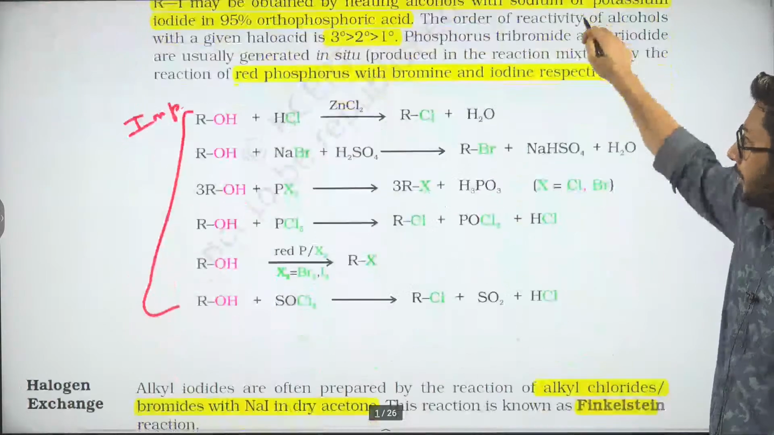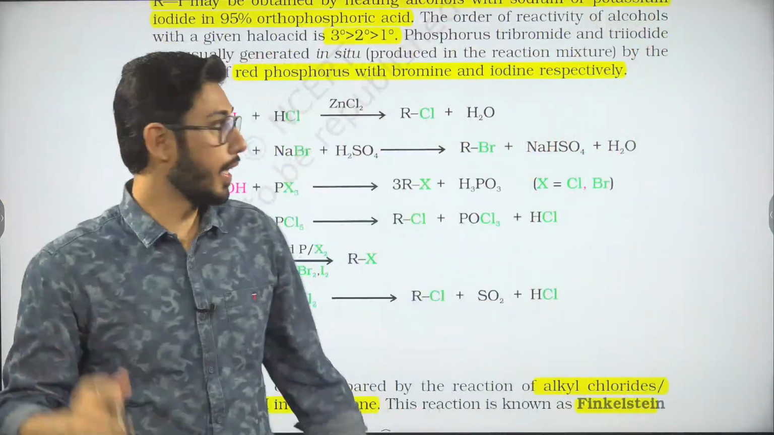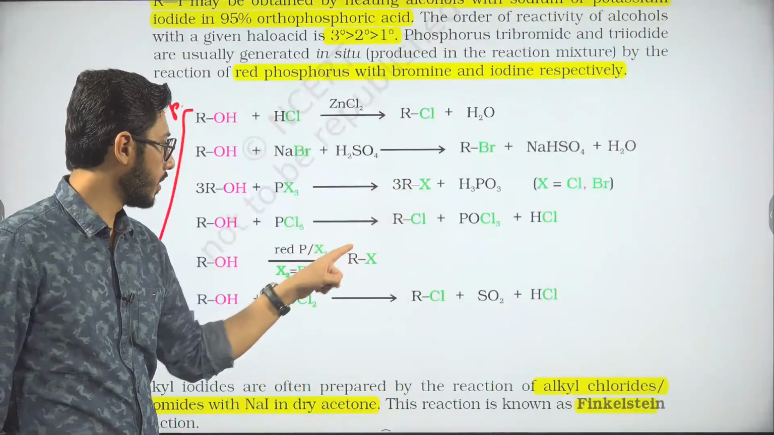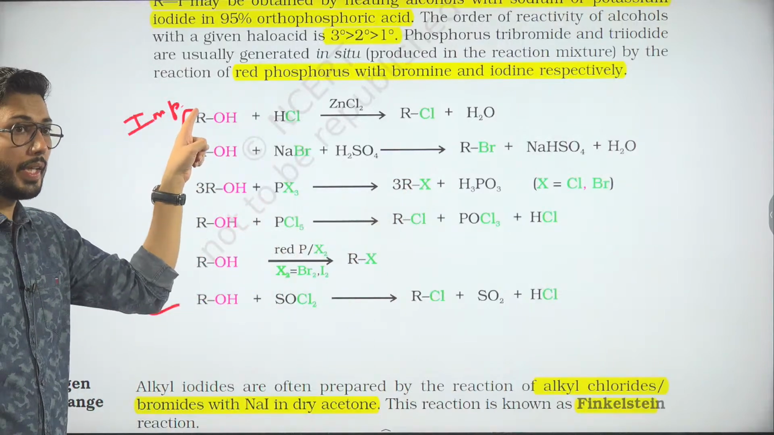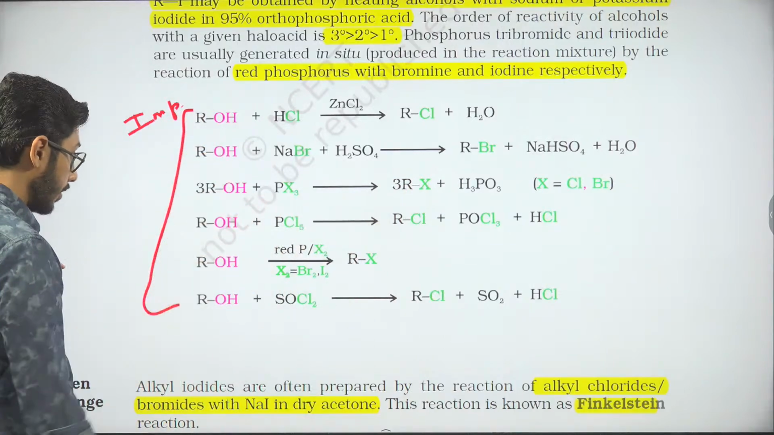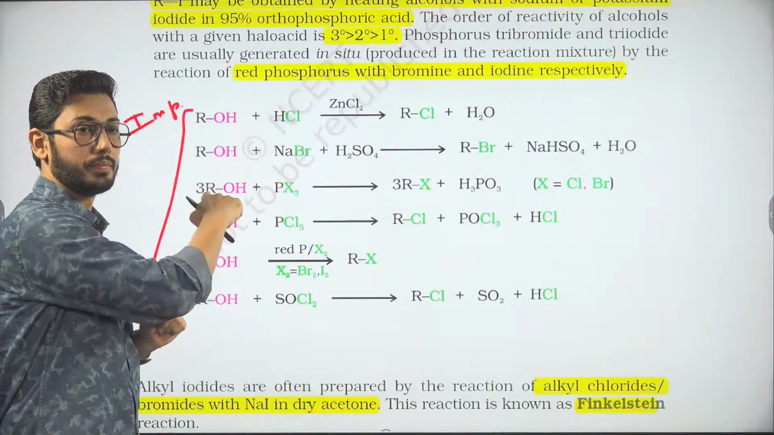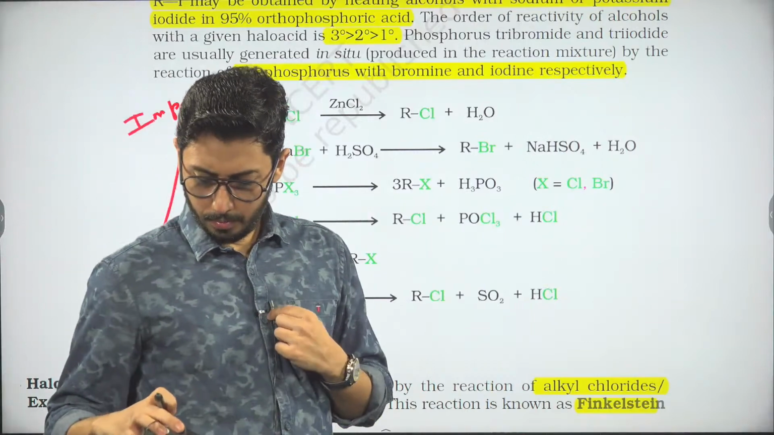So what are we doing here? We are preparing haloalkane, meaning alkyl halide, RCl, RBr, RX. We are preparing alkyl halides from the alcohol, with the OH substituted with halogen.